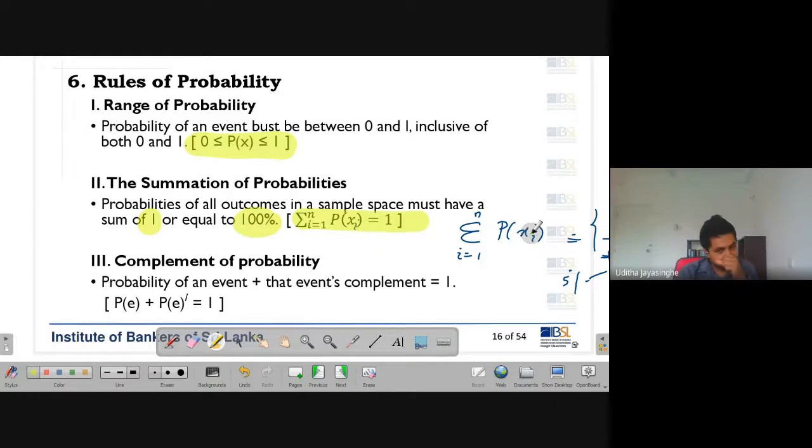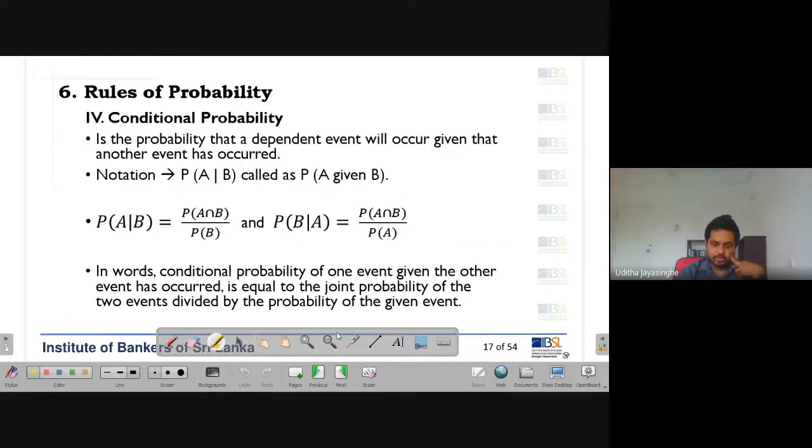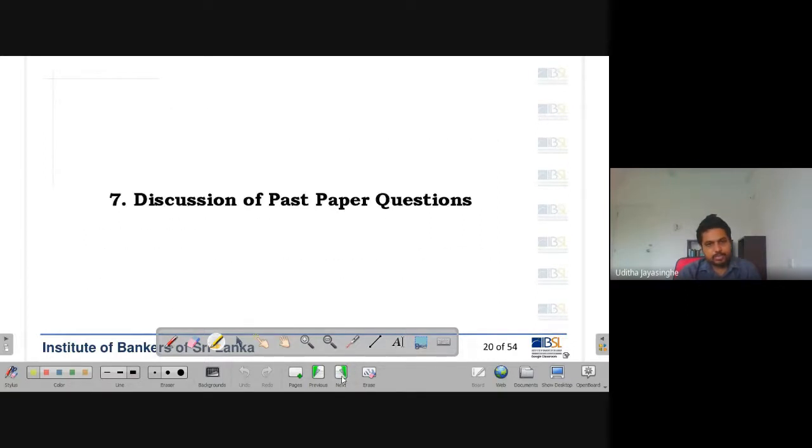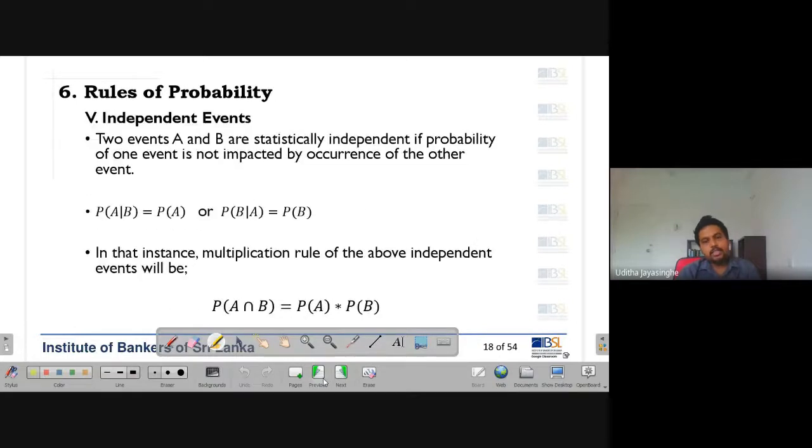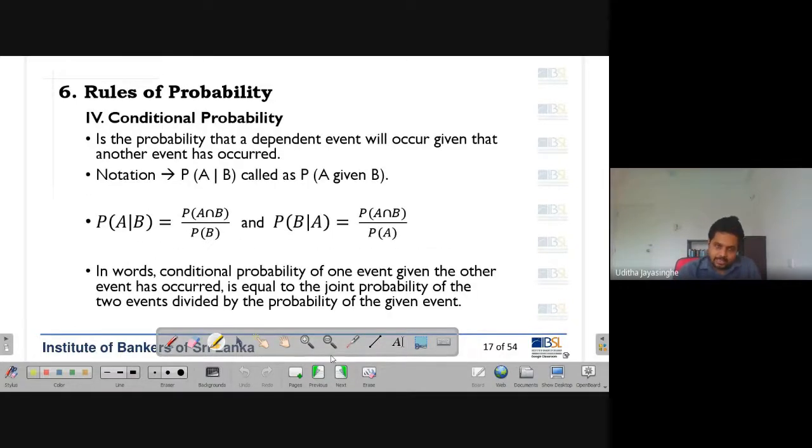Third one, complementary event. The probability of an event plus that event's complement is also 1. That's how you put it: P(x) plus P(x dash), or E in this case, is going to be equal to 1. That rule, we have met it already. Now the next rules are going to be a bit new to you, and we're going to learn a few new things. Let me quickly forward a little bit. We're going to discuss up until rule number 6 and move on to the past paper questions today.